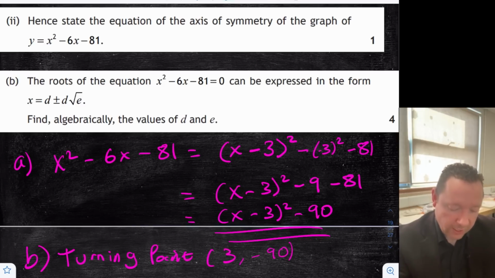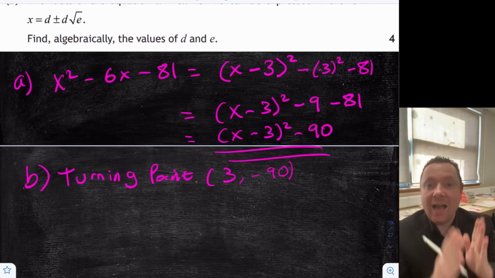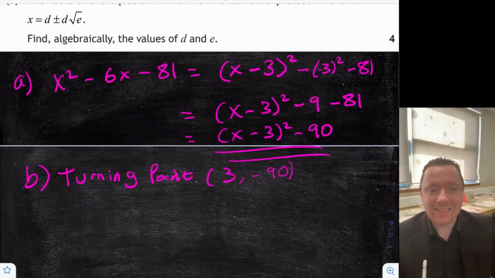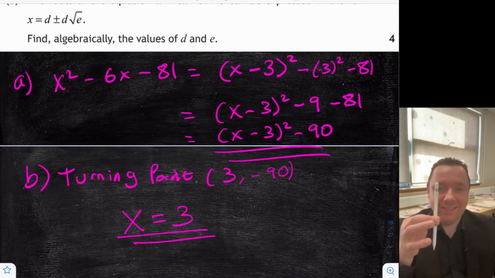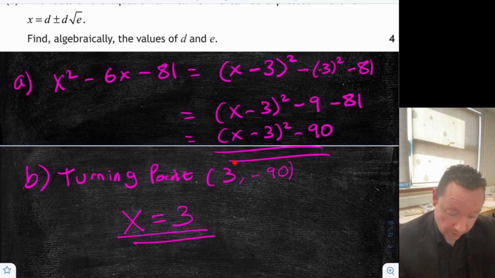When you draw a quadratic, it is symmetrical at the turning point. So when they ask you for the axis of symmetry, we're just asking you for x equals 3, because it's a vertical line, so x equals the number. Where does 3 come from? The turning point. So that's all we're asking you there.